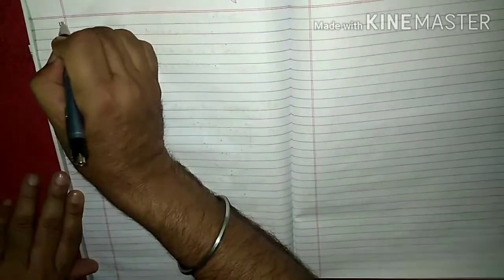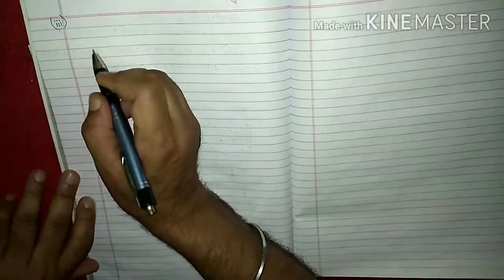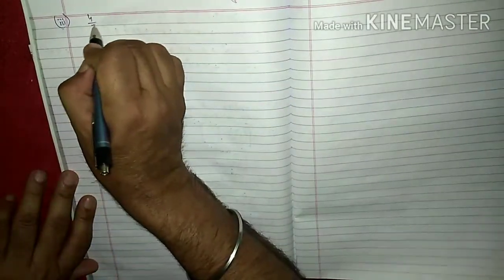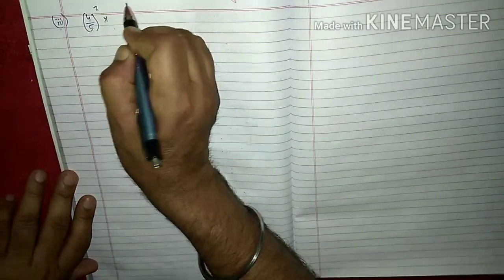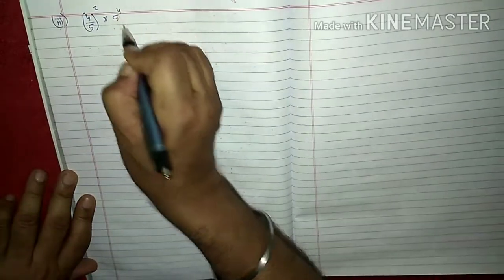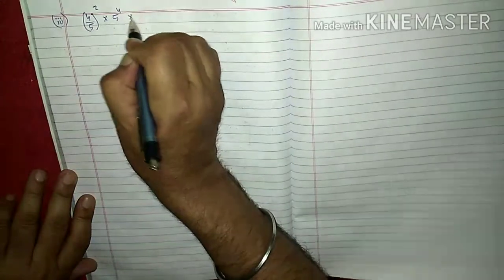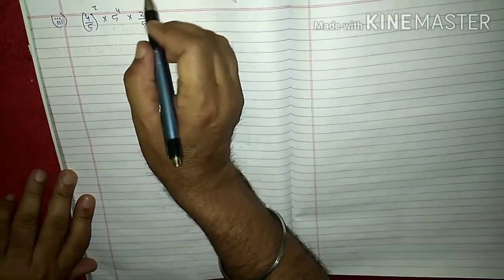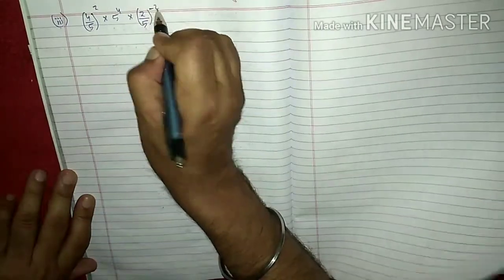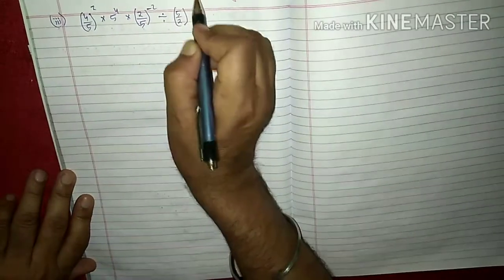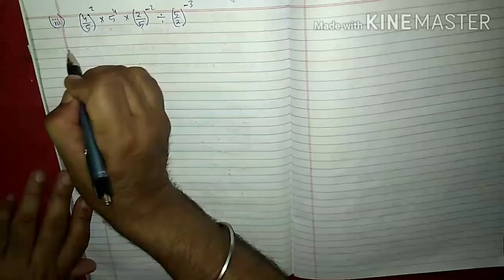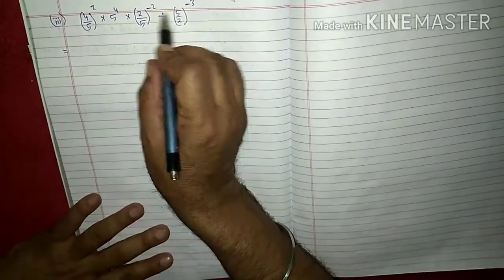Next, the third part is (4/5) whole power 2 multiply (5/4) multiply (2/5) whole power -2 divide (5/2) whole power -3. First of all, you have to change the negative power into the positive, right?